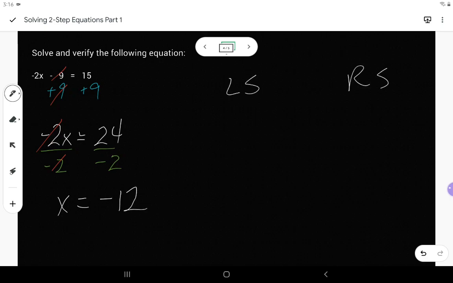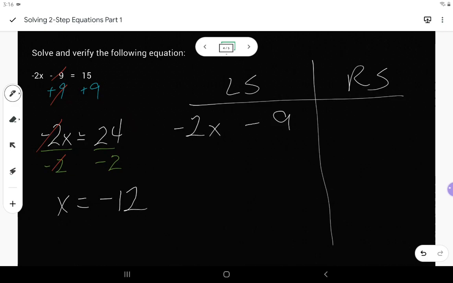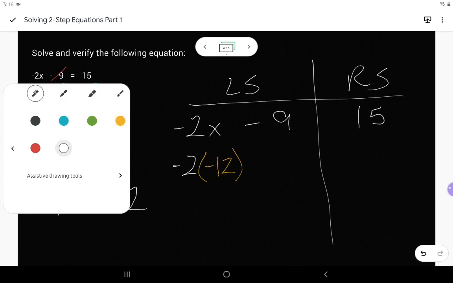Let's make sure we have the right thing. Okay, our left-hand side started as negative 2x minus 9. The right-hand side started as 15. I'm going to write that negative 2 again, but instead of writing x, we said x should be negative 12. Let's switch x to negative 12 and see if we're right.